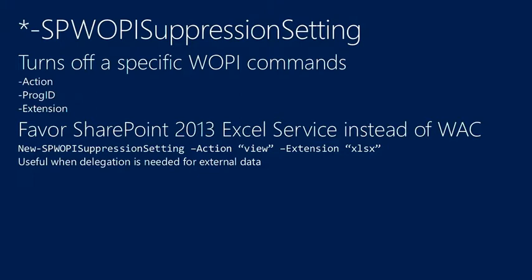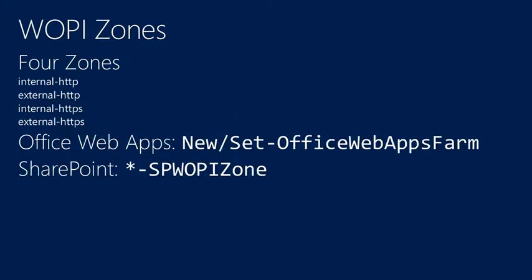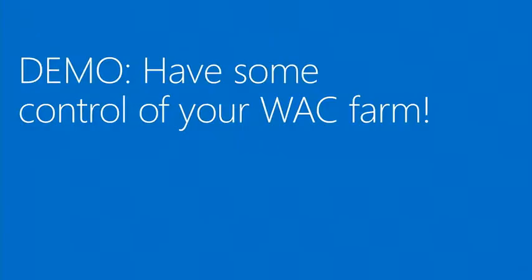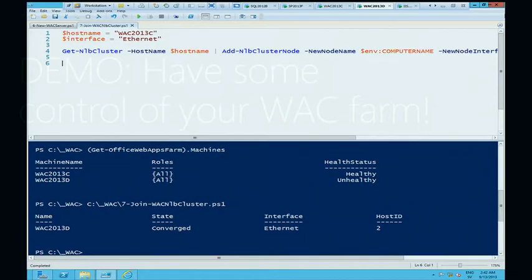We mentioned the zone previously. You have 4 zones, internal, external, on HTTP and HTTPS, and you can set those. You have to set it in the Office Web App farm and set which zone to use in SharePoint. So I'm going to quickly show the suppression, the host access here. So let's jump to our, let's see if that's healthy. That's always fun.